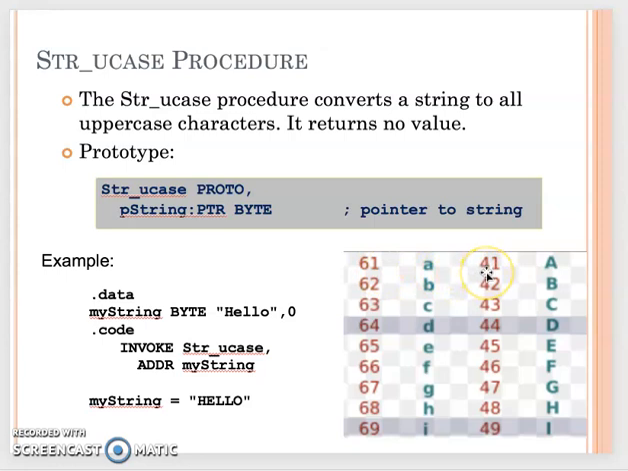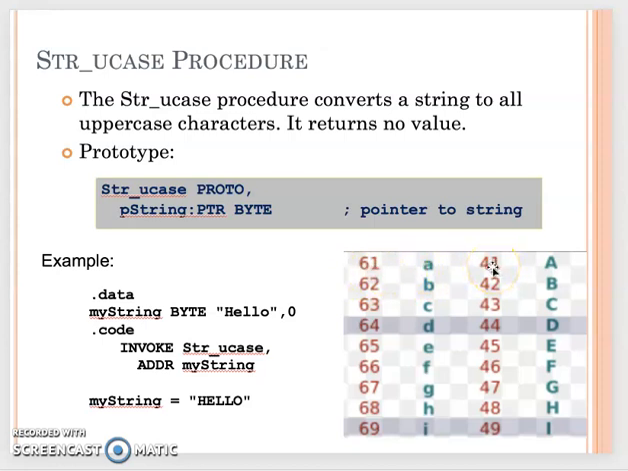61 and 41 here are hexadecimal numbers, if you remember. The uppercase and lowercase letters only differ in one thing. 61 minus 41 equals what? But this is hex. So 61 minus 41 is 20, but since it is hexadecimal, that is 16 times 2. Their difference in decimal is 32.